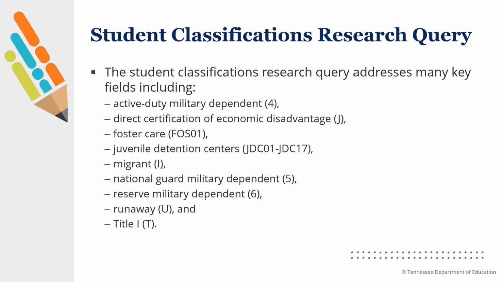We'll review the student classifications research query because it contains many data elements that you'll be using throughout the year, including active duty military dependent 4, direct certification of economic disadvantage J, foster care FALSO 1, juvenile detention centers JDC 01 through JDC 17, migrant I, National Guard military dependent 5, reserve military dependent 6, runaway U, and Title 1 T.